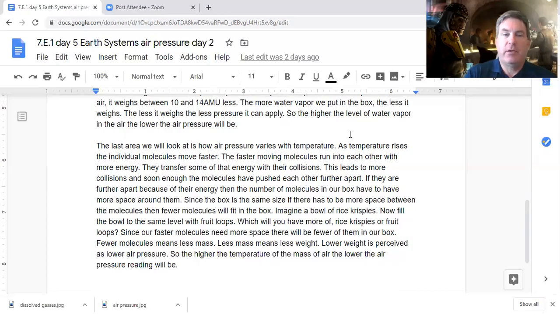So remember, let's go back to this. It says, as temperature rises, individual molecules move faster. So in a solid, they would be vibrating faster. In a liquid, they'd be kind of expanding and bumping into each other and moving around a little more. But in a gas, remember, all these atoms are free roaming around. So as temperature rises, the individual molecules move faster.